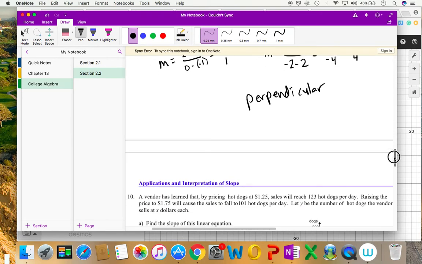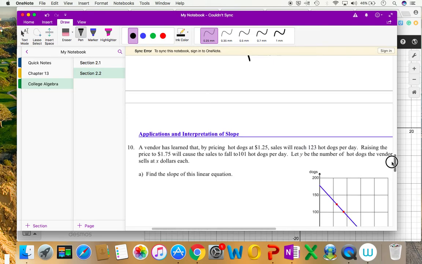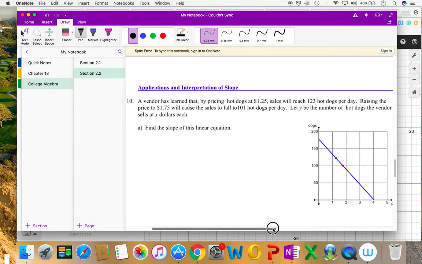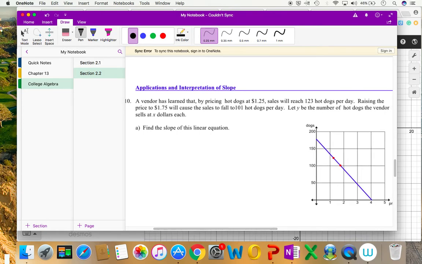Alright, let's look at a couple word problems. A vendor has learned that by pricing hot dogs at $1.25, the sales will reach 123 hot dogs per day. Raising the price will cause the sales to fall to 101 hot dogs per day. Let y be the number of hot dogs the vendor sells at x dollars each. Find the slope of this linear equation.